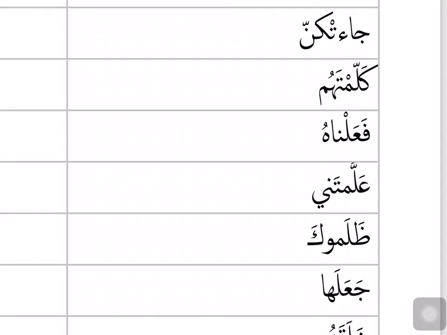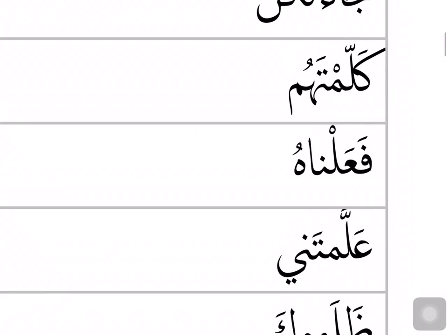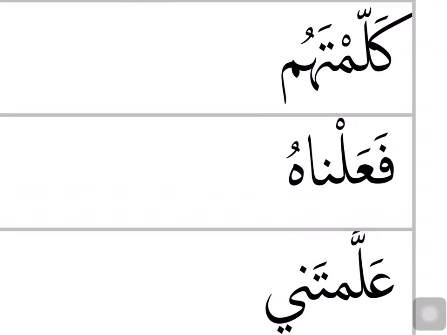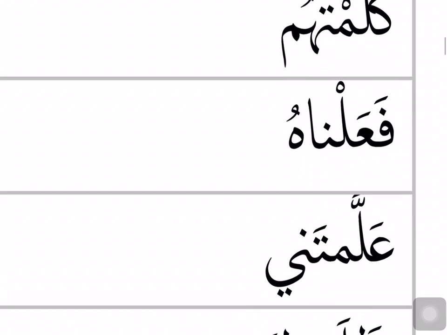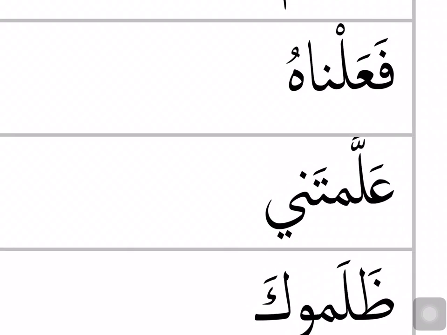Ja'at kunna. Ja'at is the hiya form of the verb. So fi'l madi. The fa'il is damir mustatir taqdiruhu hiya. The maf'ul bihi is kunna. She came to you all. Kallamtahum. Kallamta, what form is this? Anta form. Fi'l madi. What is the fa'il? Damir ta. What is the maf'ul bihi? Hum. Kallamta, you spoke, hum, to them. You spoke to them. Fa'alnahu, fi'l madi again, nahnu conjugation. Fa'alna, the fa'il is na, and who is the maf'ul bihi? We did it.